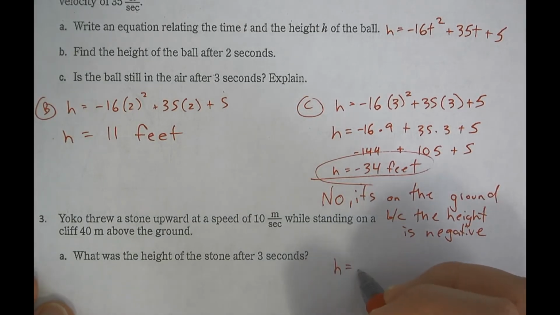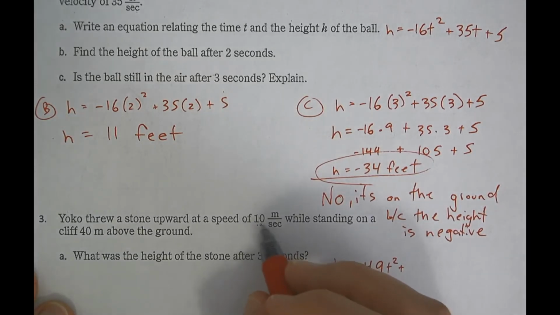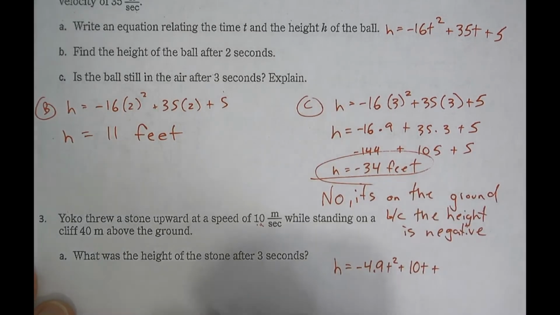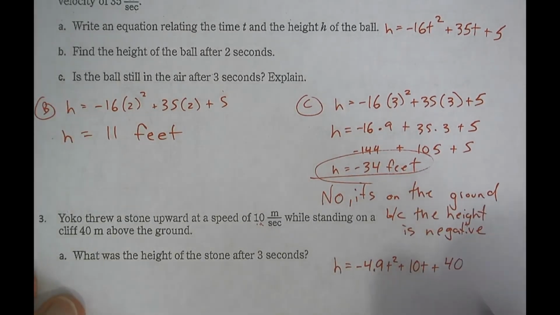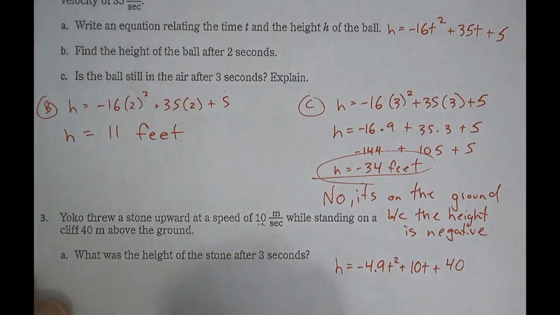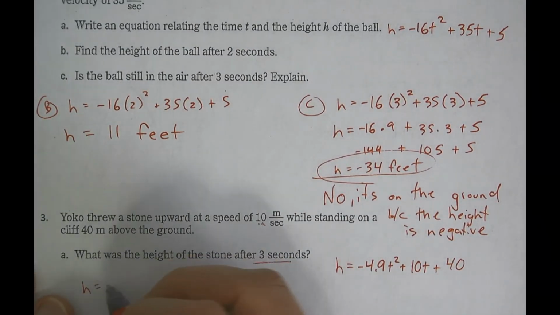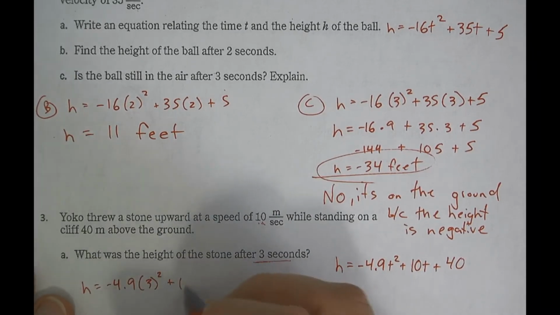So h equals, this is meters, negative 4.9 t squared plus our initial velocity of 10 times t plus our height of 40. What was the height after 3 seconds? So we're just plugging 3 in here. So negative 4.9 times 3 squared plus 10 times 3 plus 40.